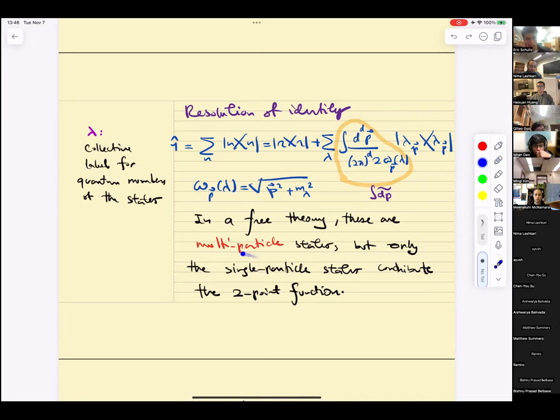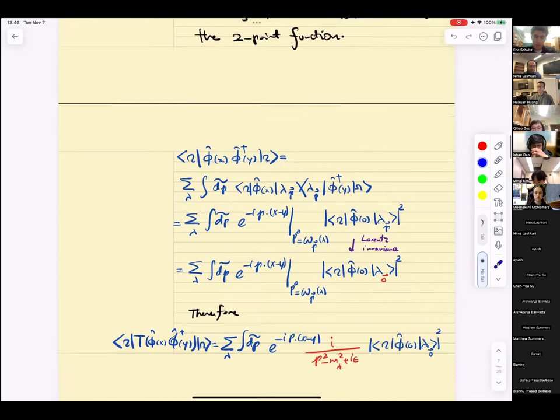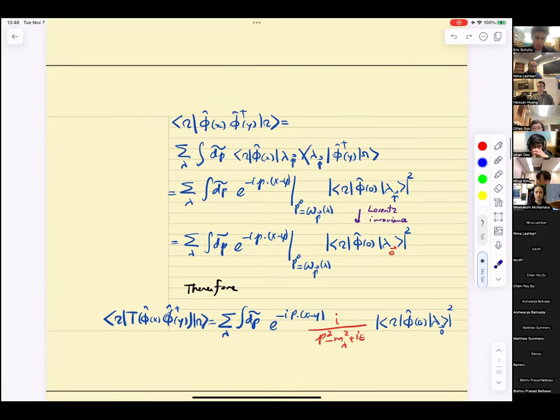However, the two-point function picks up contributions only from single particle states. Do you know why? Why is it that in free theory, the two-point function picks up contributions only from single particle states? Well, we'll see that in a second, but it should be pretty clear.